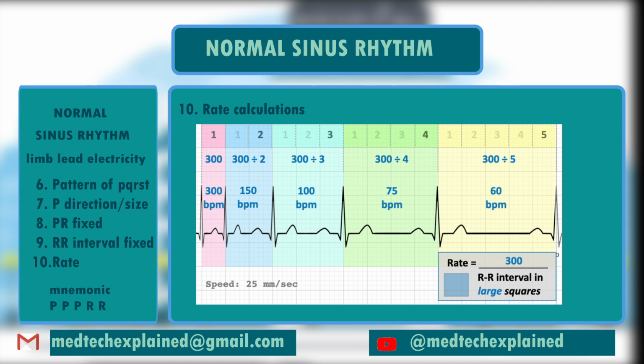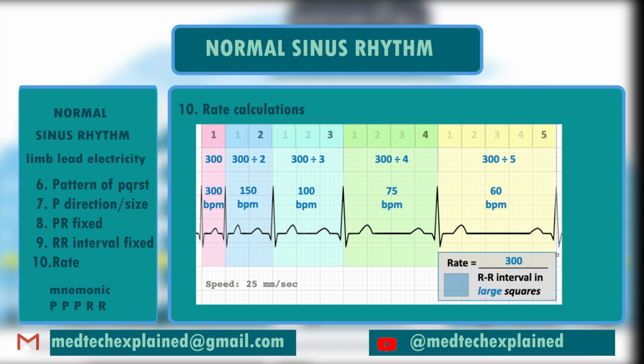Now, here are a couple of questions for you. What is the heart rate if there are 3 large squares between the R waves? Exactly. The heart rate in this patient is 300 divided by 3, which is 100 beats per minute. Excellent. What if there are 2 large squares between the waves? The heart rate will be 300 divided by 2, which is 150 beats per minute. And if it is only 1 square between the R waves, then the heart rate is 300 beats per minute.